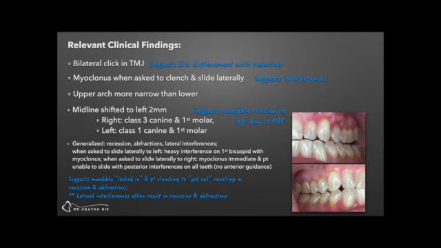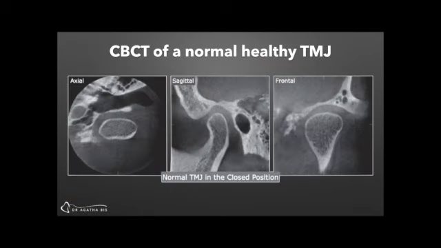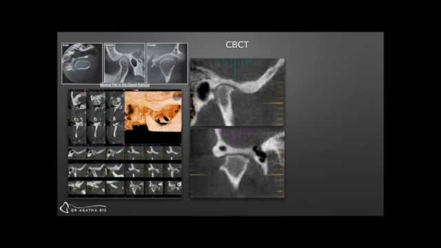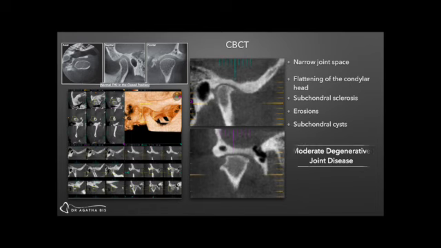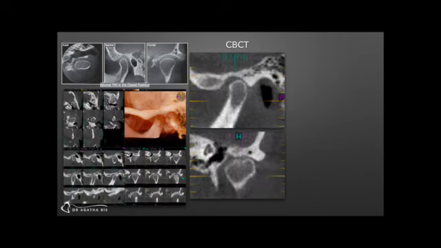Before I show you the CBCT of her jaw joint, I just want to remind you of a normal jaw joint in a closed position: nice space all around the condyle, in good shape, all rounded, nice bone around it. So here's the healthy, normal, and then here's hers. Her CBCT shows a very narrow joint space, almost non-existent, flattening of the condylar head, subchondral sclerosis, erosions, subchondral cysts. She's in moderate degenerative joint disease.